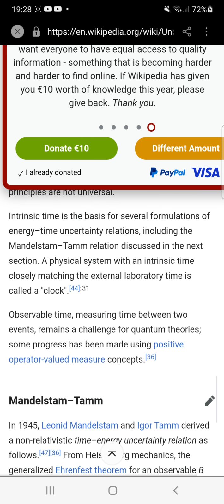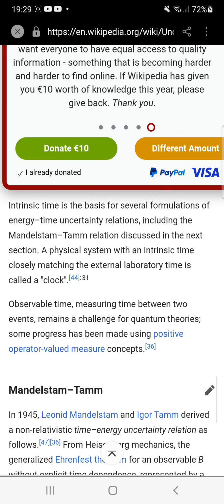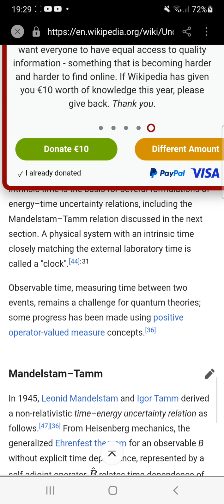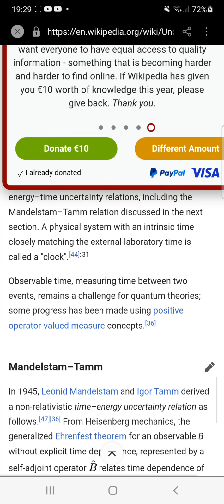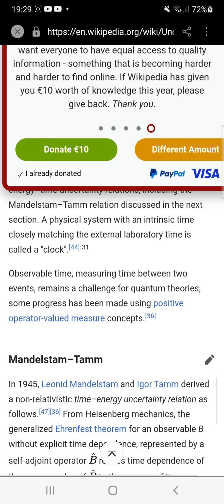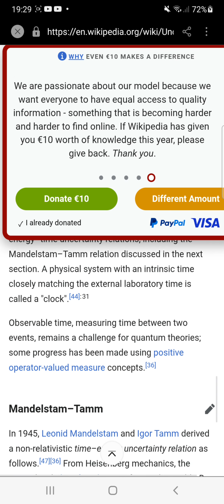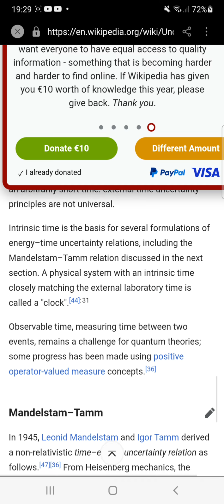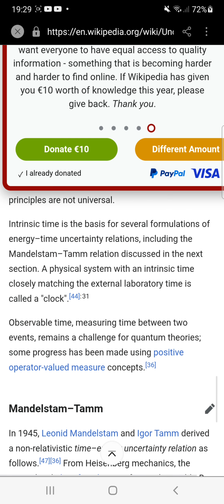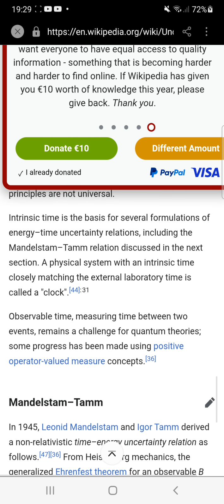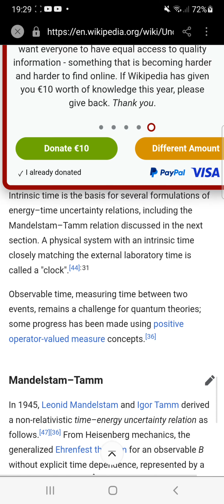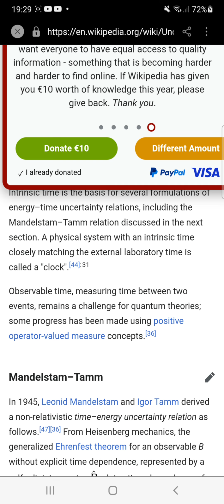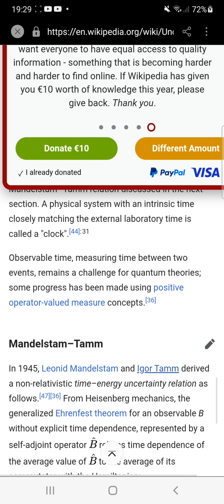Intrinsic time is the basis for several formulations of energy-time uncertainty relations, including the Mandelstam relation discussed in the next section. A physical system with an intrinsic time closely matching the external laboratory time is called a clock.